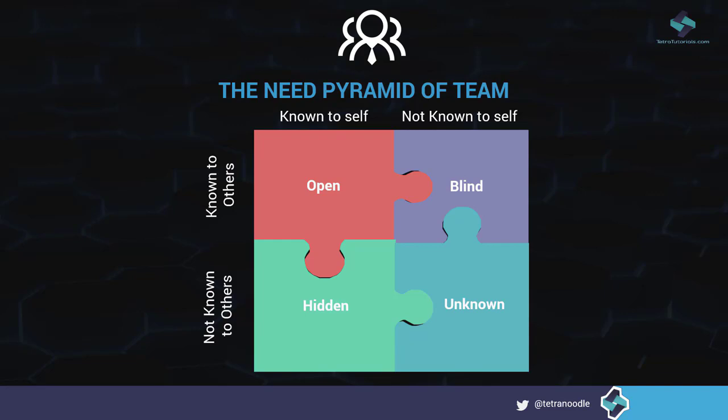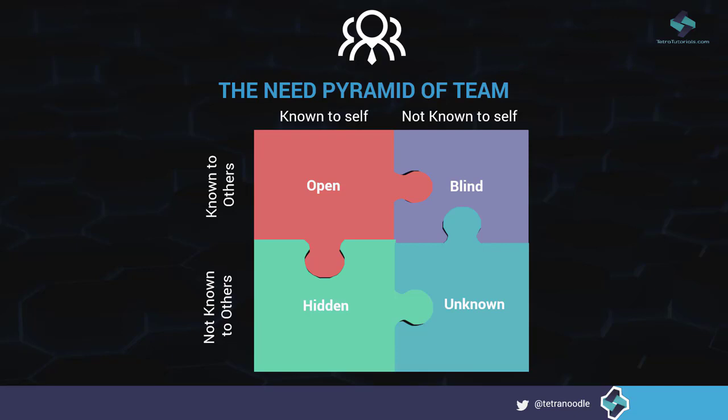The third door is the unknown door. These are some things or facts that neither the project manager nor the team knows about. These issues may actually become the biggest risks and endanger the outcome of the project. But not much can be done about these, well, because no one knows about them.